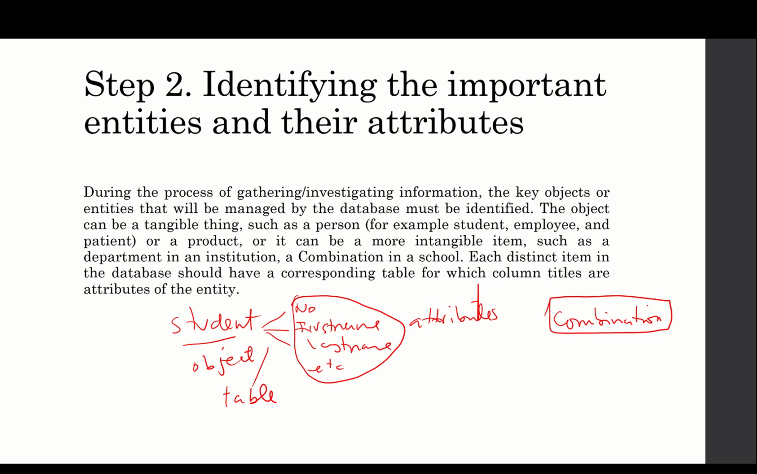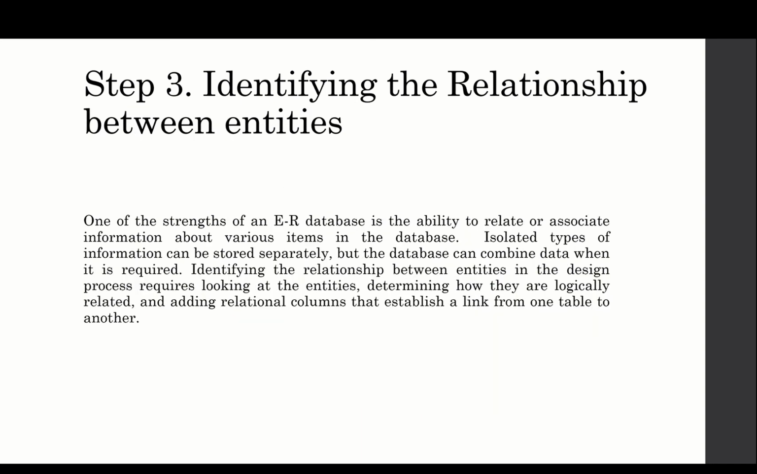So what will be the relationship between a student and the combination? The student will study in a combination, or will be registered in a combination. So this is a relation. This is a relationship, and for every step, for this step number 3, you have to identify the relationship between the objects.